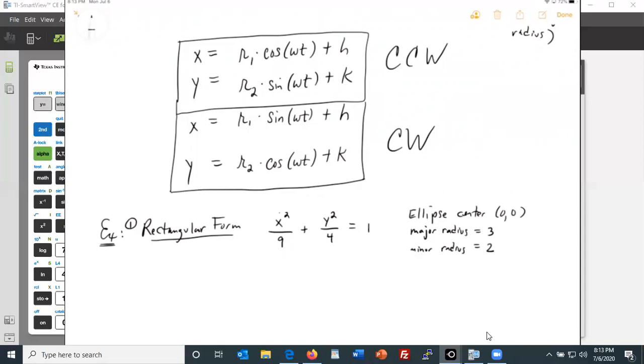And of course, because the bigger number lines up with x, do you remember that means that the major radius will be parallel to the x-axis. So remember that relationship. The bigger number is under x, so therefore the major radius is parallel to the x-axis.